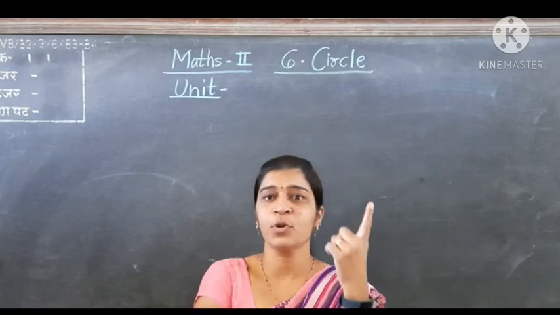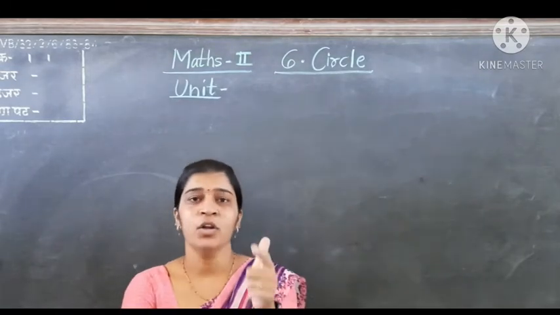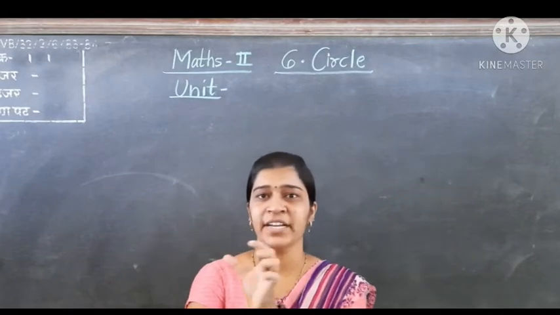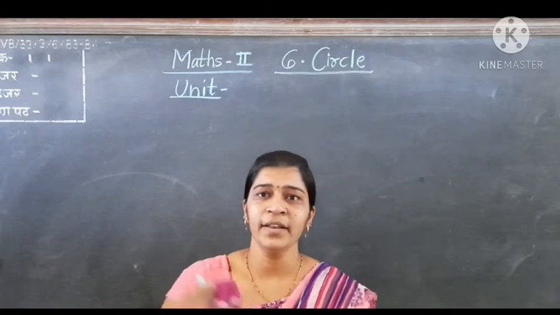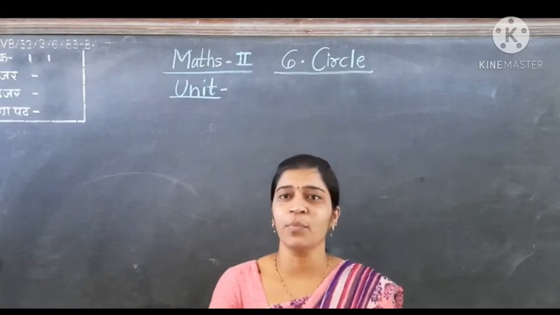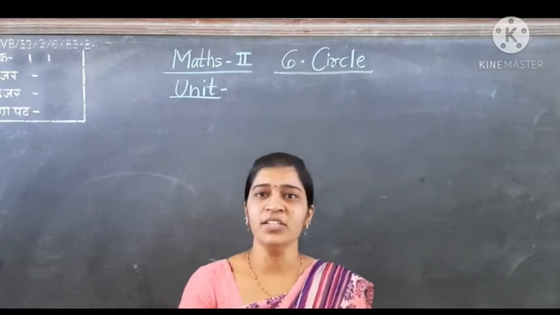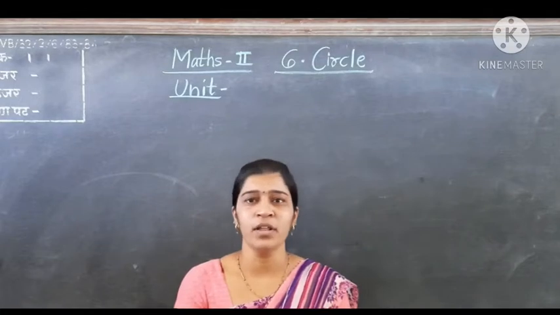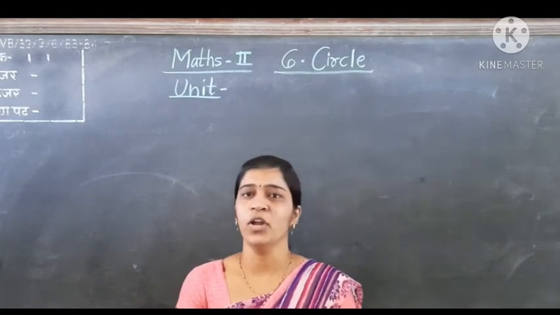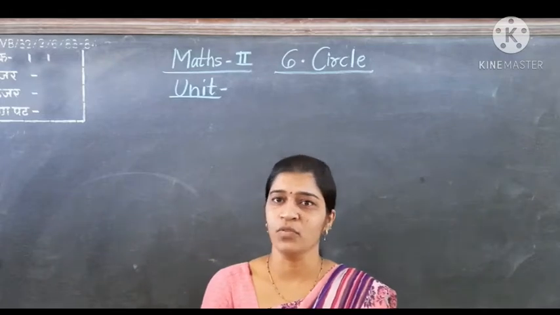What is the first property we had seen? A perpendicular drawn from center to a chord of a circle bisects the chord. Then we had seen the converse of this property. What is the converse? A line segment joining the center of a circle and the midpoint of the chord is perpendicular to the chord. We had seen the first property and its converse.